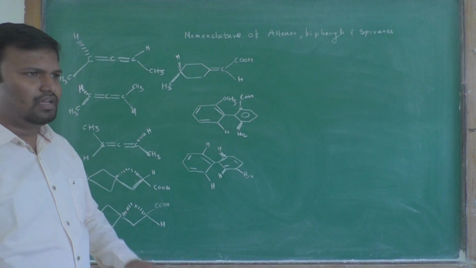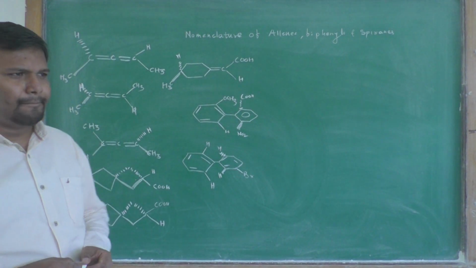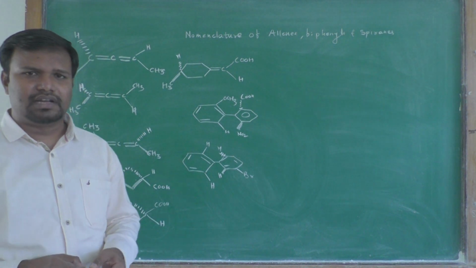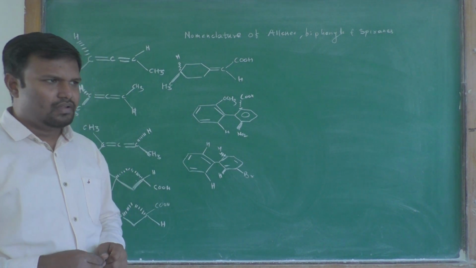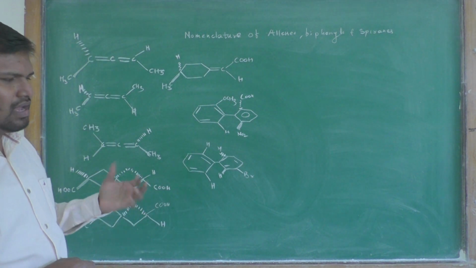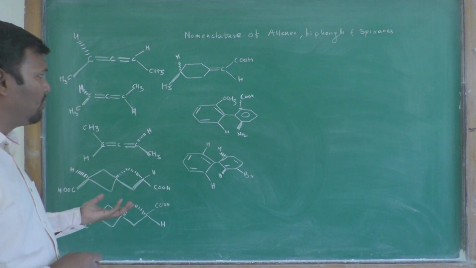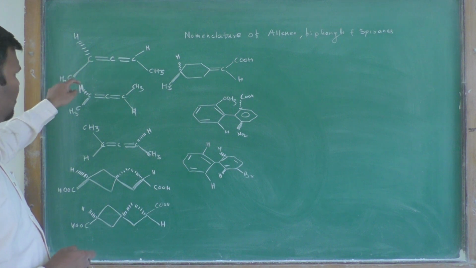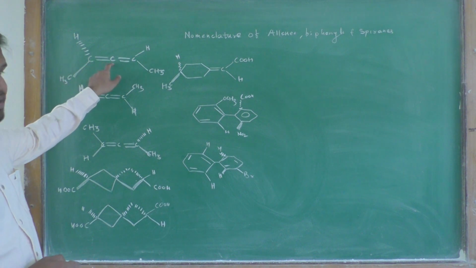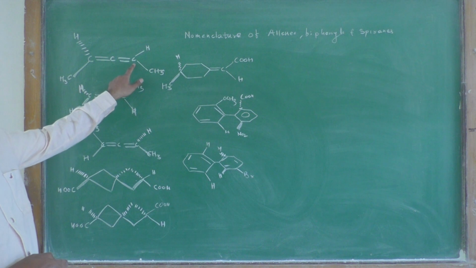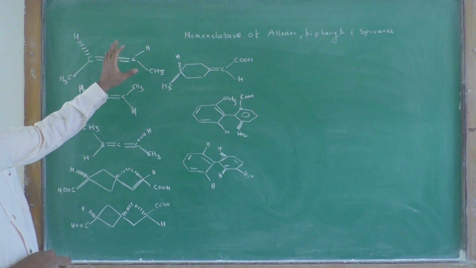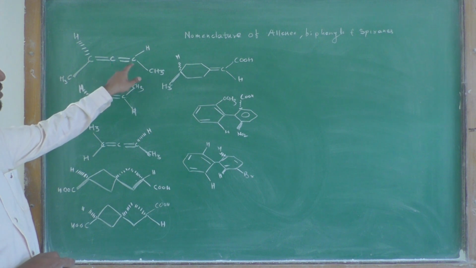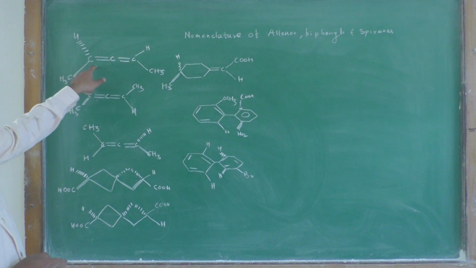Dear students, today we will discuss the RS nomenclature in alkenes, biphenyls, and spiranes. For discussion purposes, we have taken some examples from alkenes, biphenyls, and spiranes. This type of compound, C double bond C and C again double bonded with C, is the allene. In the center, the carbon is sp hybridized and the terminal carbons are sp2 hybridized.